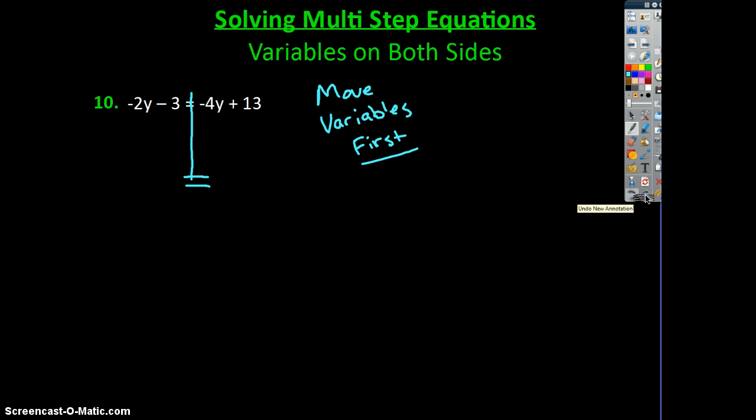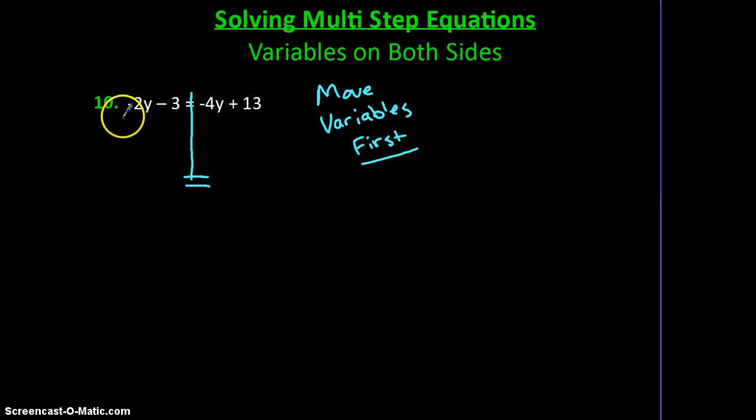So we talked about in class, how would you move a negative 2y from this left side to this right side? We can't just pick it up and move it. We have to give an operation to it. And we know that we would have to add the 2y to the negative 2y, and to the other side, the negative 4y. But again, this is where we have to look at it and say, well, are we going to get a positive variable?